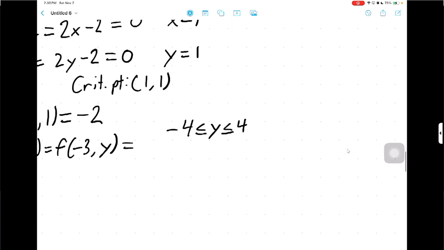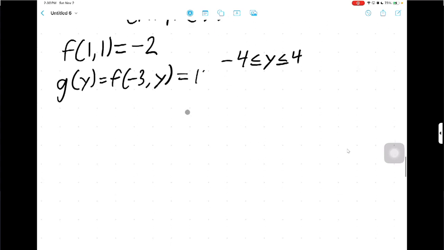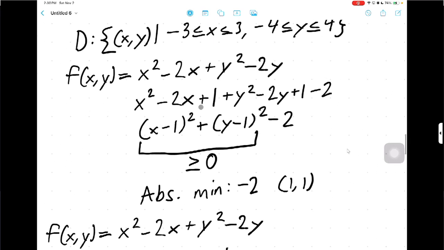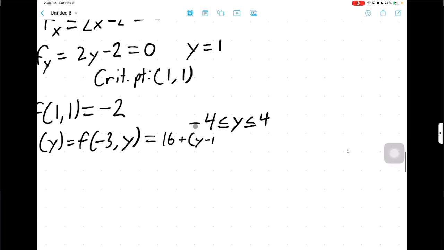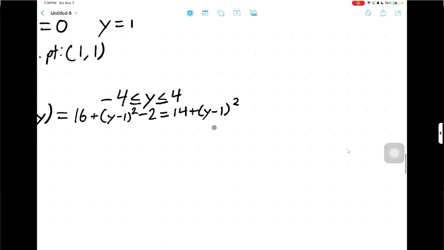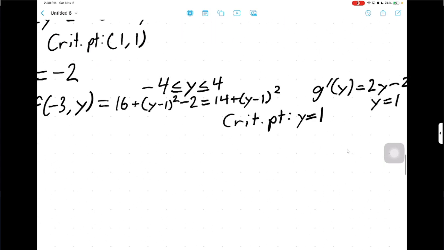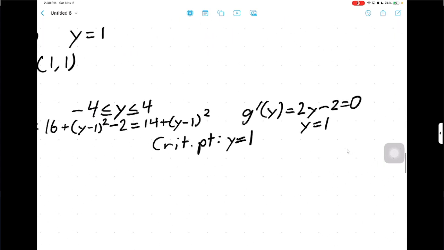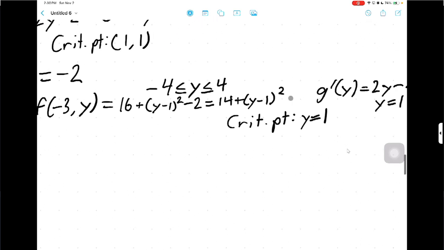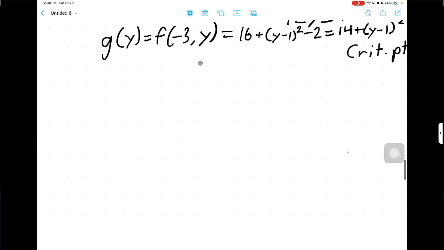And this is where things become pretty bad. I'm just going to use the square one. We get -3 minus 1, that's -4 squared, that's 16. Minus 2, 14. Plus y minus 1 squared. This one pretty obviously has a critical point at y equals 1. I don't think I have to go through too much of the math for this one. And then your maximum is just somewhere around the end points of this. Which we're going to have to check afterwards.